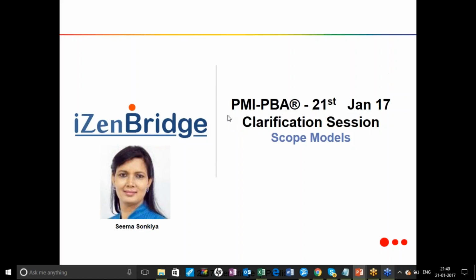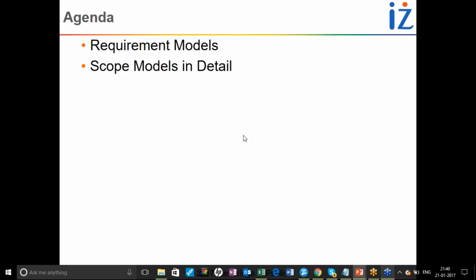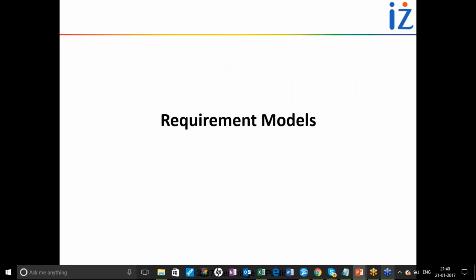So here is the agenda for the session. First, we will see the requirement models, and then we check the scope models in detail.